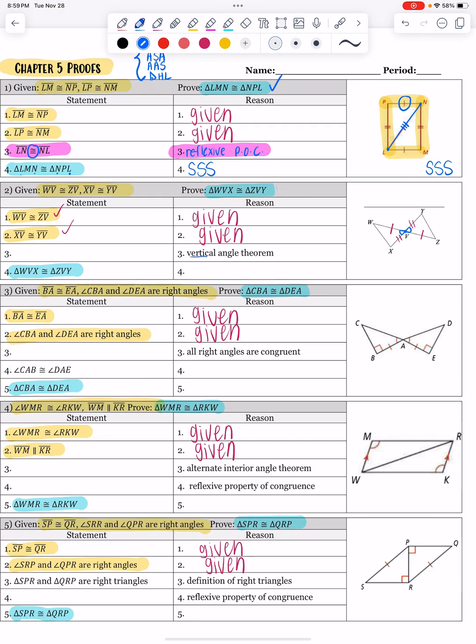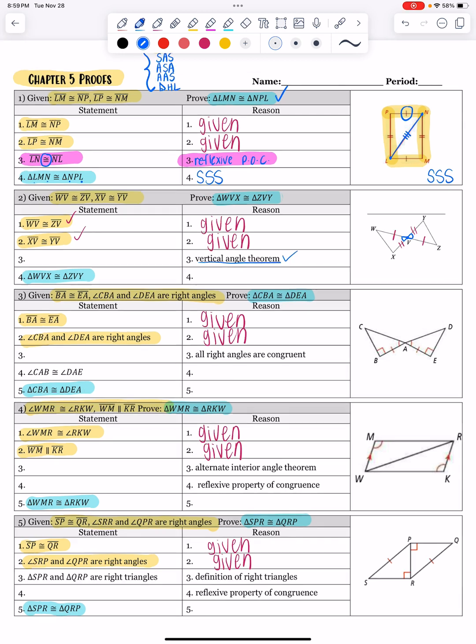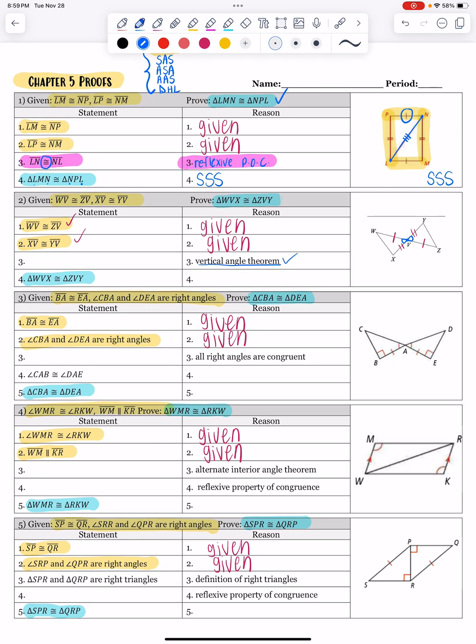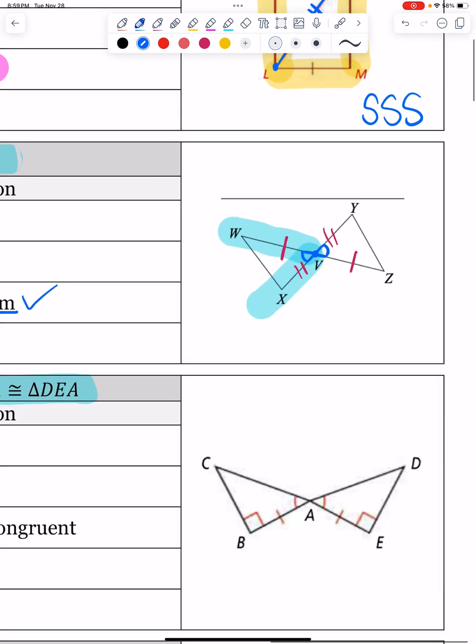And they actually kind of told you where to go here. The vertical angles theorem would allow me to say that these angles are congruent. And so when I name that, I do have to be careful, because if I name this angle WVY or WVX, let's go ahead and write that down, WVX.